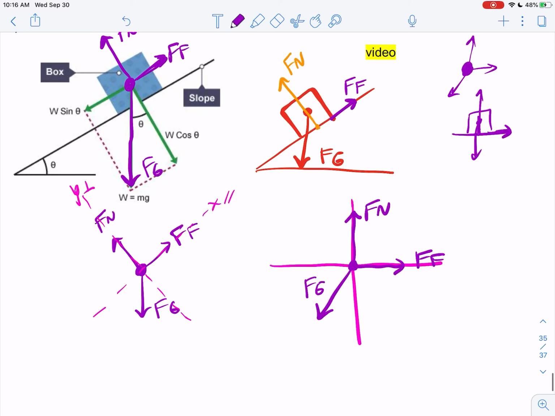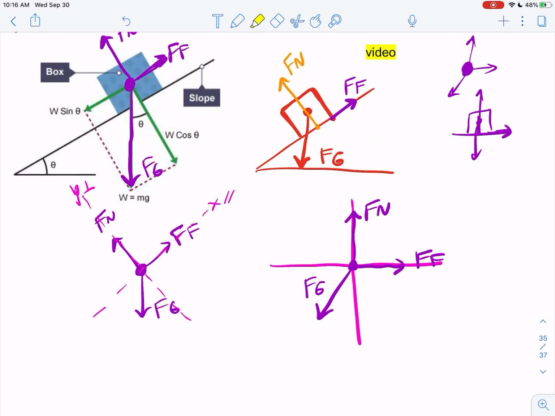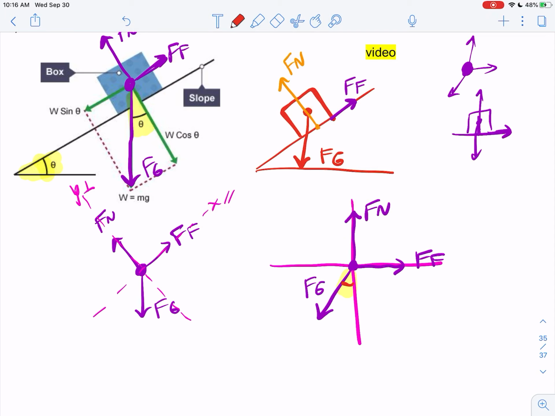Now, here's the other tricky thing about the inclined plane problem. There's some geometry reason why, and I don't really care, but this angle here is always the same angle between the FG and the Y axis. As long as you know that, you're good. They're not going to ask you to prove that, I don't think. Whatever the ramp angle is, it's the same as the angle between FG and the Y axis.